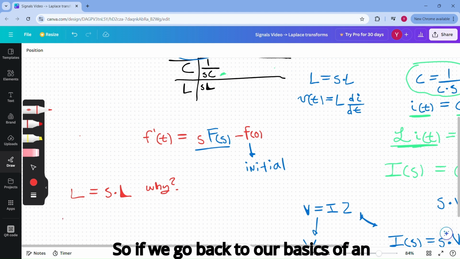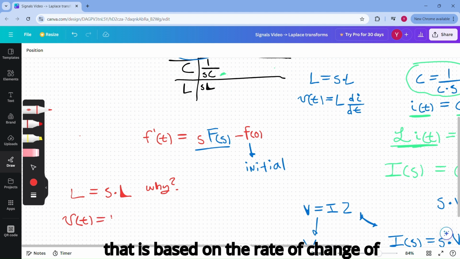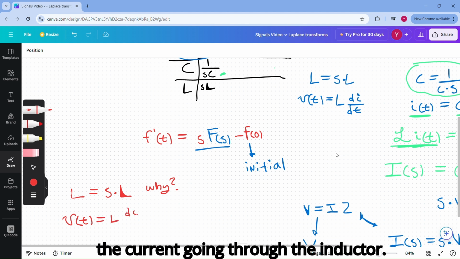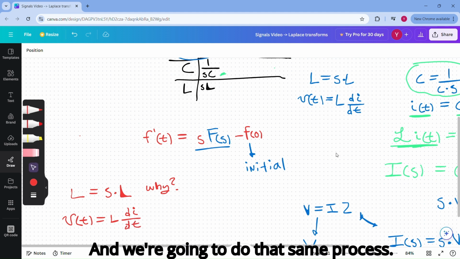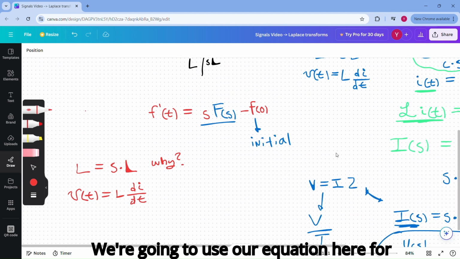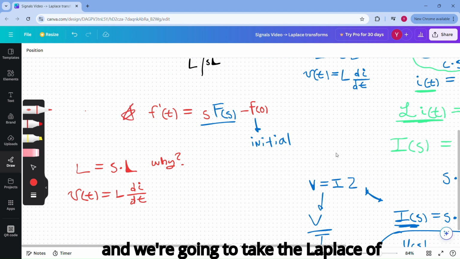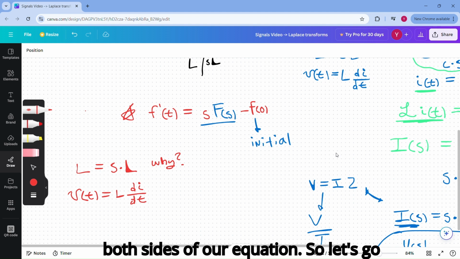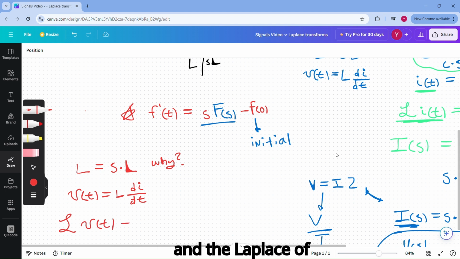If we go back to our basics of an inductor, as a function of time, the voltage is based on the rate of change of the current going through the inductor. And we're going to do that same process. We're going to use our equation for taking the Laplace of a derivative, and take the Laplace of both sides of our equation. So let's go ahead and do that. Laplace of v of t and the Laplace of L di/dt.